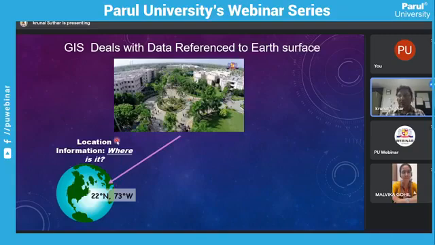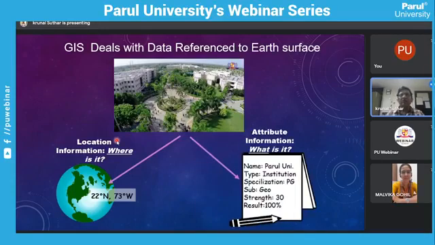Now what is the informatics part? Normally on a computer, people who are not aware of GIS technology mainly know Microsoft Excel. So in Excel, we have columns and rows, which provide the information. For example, I just mentioned some information. The name of this location is Parul University. What is this? It is an institution.